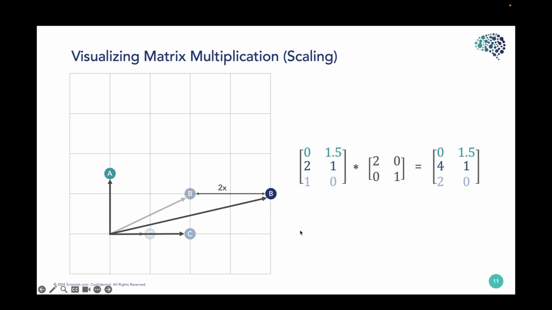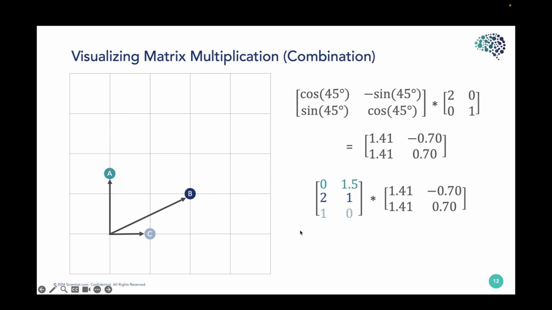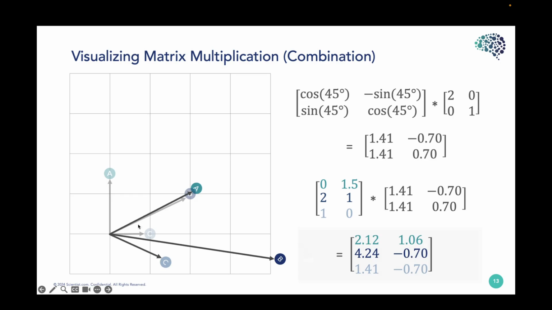And you can combine these. So if I take my rotation matrix here and my scaling matrix and multiply one by the other, I end up with this matrix here. And if I multiply our original matrix by this new transformation matrix, what happens is it rotates, then it scales.